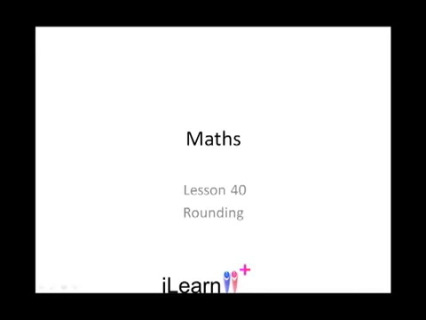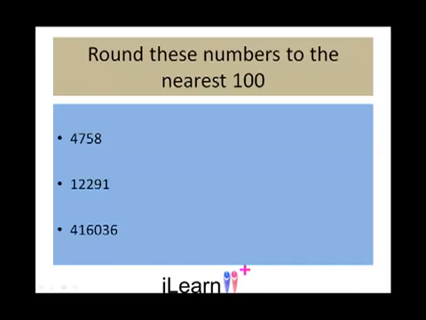Rounding. Round these numbers to the nearest 100. 4,758. How do you round that to the nearest 100?